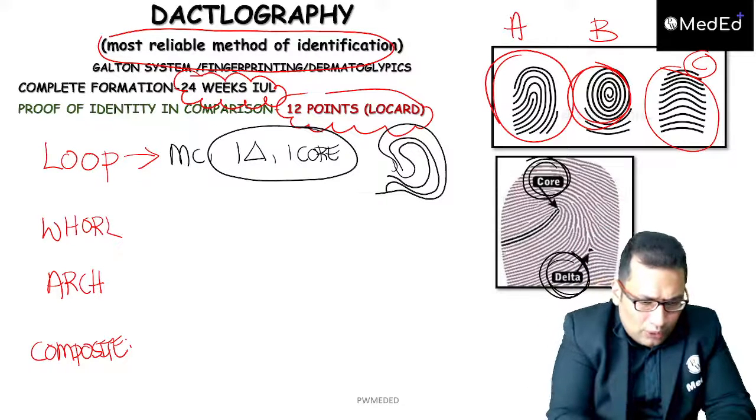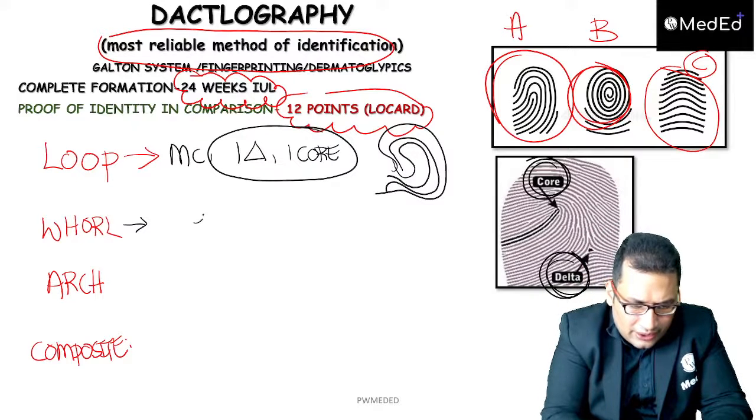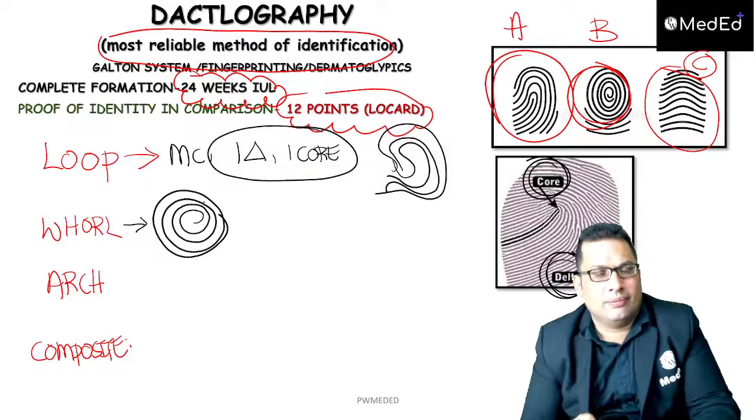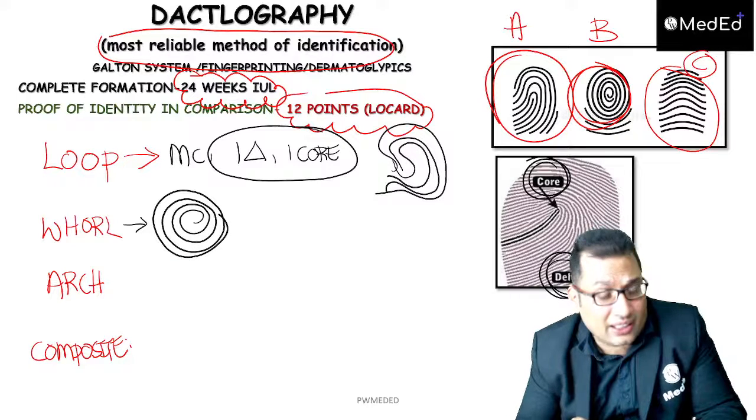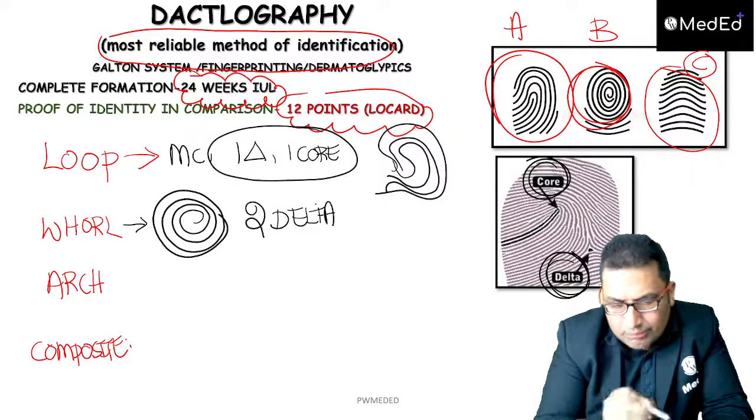Second is the whorl. The whorl is having a central circle, 360 degree circle. It has two deltas. How many deltas? Two deltas.